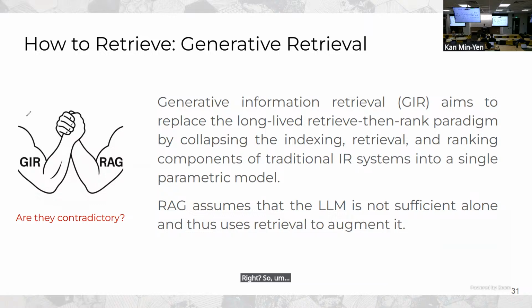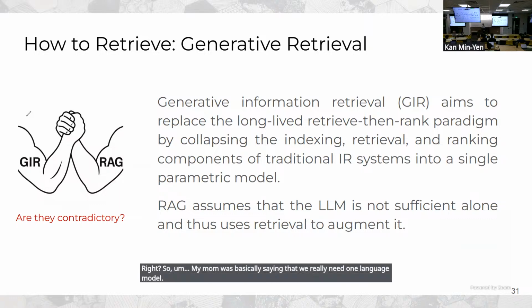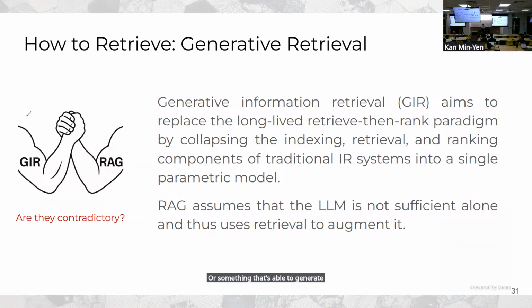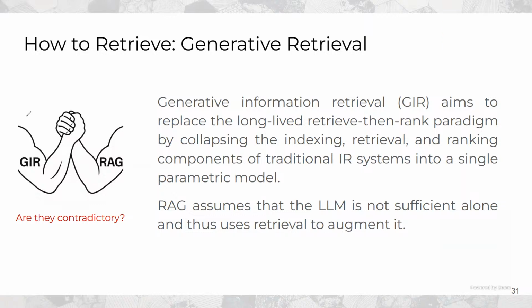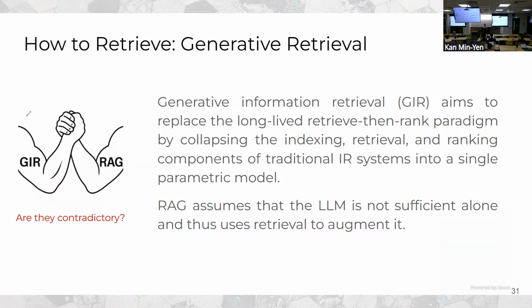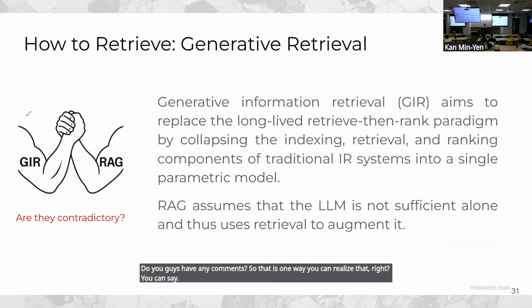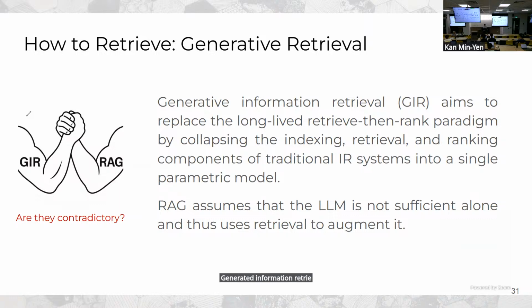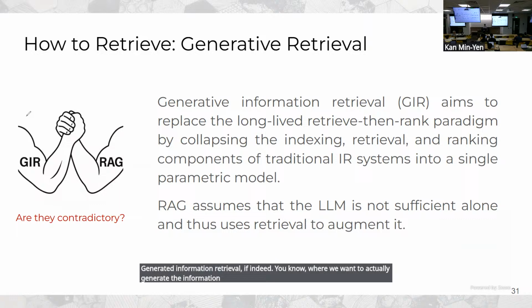Vaibhav was basically saying then we really need one language model or something that's able to generate every piece of information, right? You guys have any comments? Yeah. So that is one way you can realize that, right? You can say generative information retrieval is indeed where we want to actually generate the information to be retrieved, and then we use that for RAG.